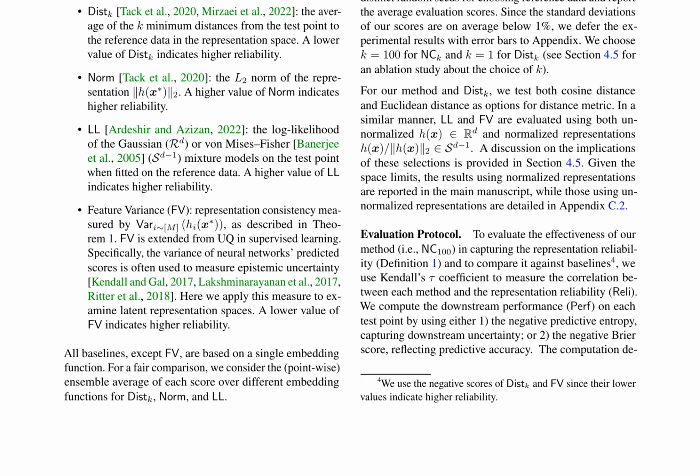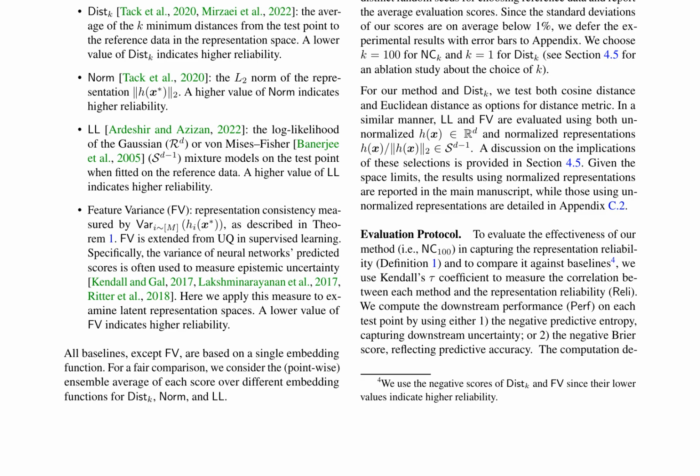To ensure a fair comparison, the authors employ an ensemble average of each score over different embedding functions for dist, norm, and LL. They also randomly select 5,000 pre-training data as the reference dataset and repeat the experiments 5 times with distinct random seeds to report the average evaluation scores.